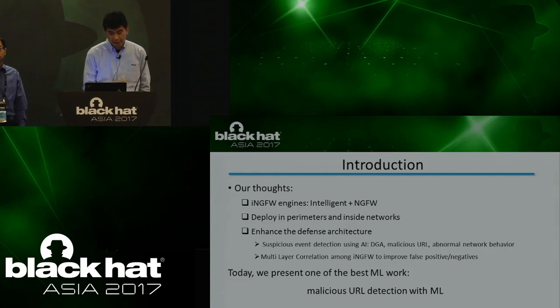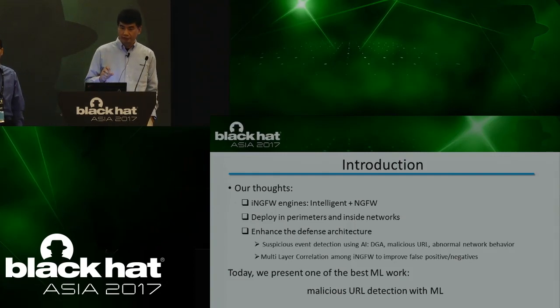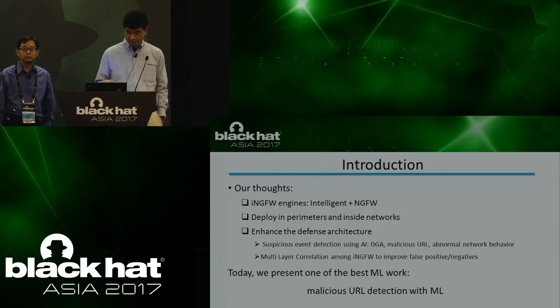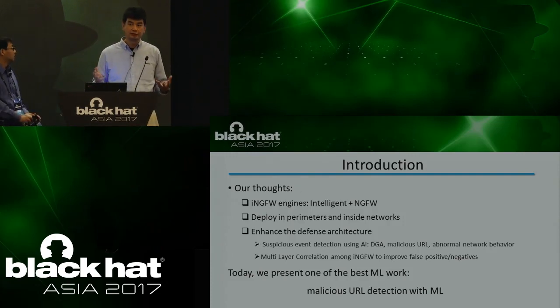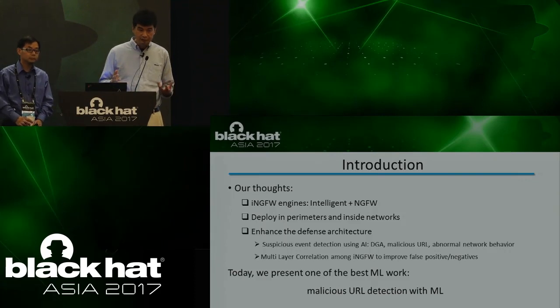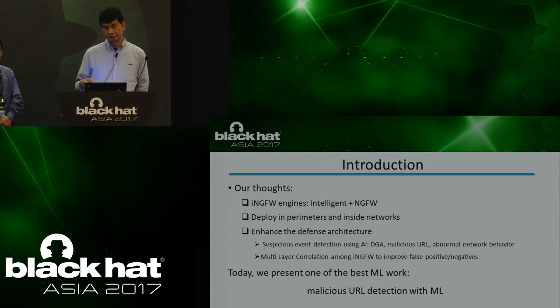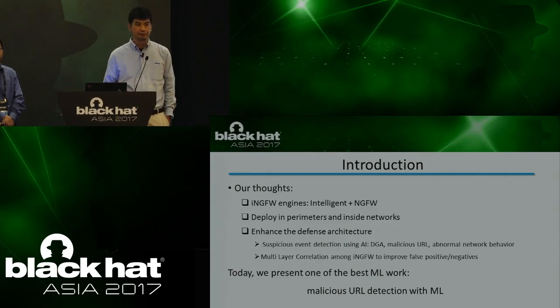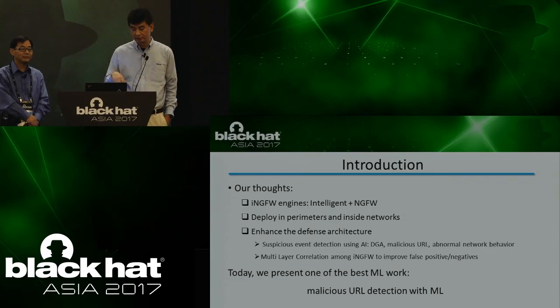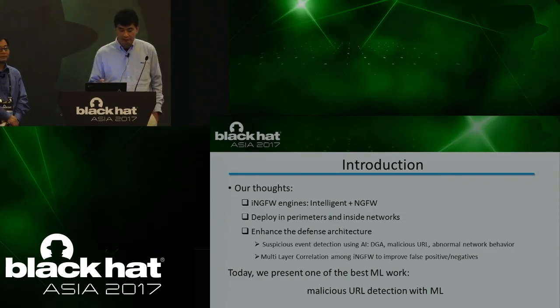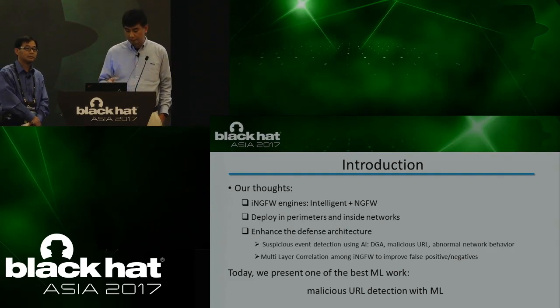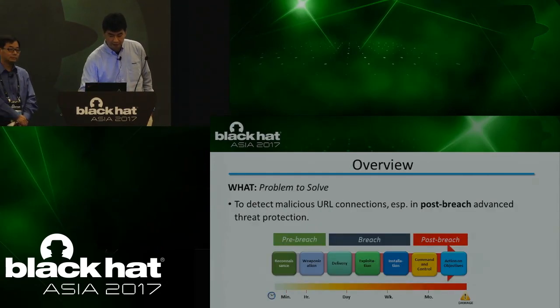Overall, you need to use new technology to detect suspicious events, for example DGA and malicious URLs. Also, you need a new architecture and technology that is multi-layer, so you need to do full correlation. The purpose is to reduce false negatives and false positives. But that's the overall picture, and today we are not going to talk about all of these things. Today we are focused on one of the key things. What we did this year is use machine learning to detect malicious and unknown URLs. So now I pass to Hao, and he will continue to give the details.